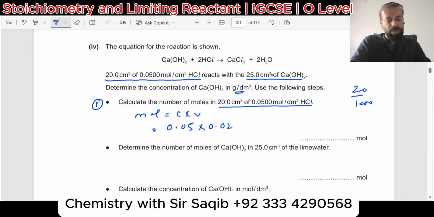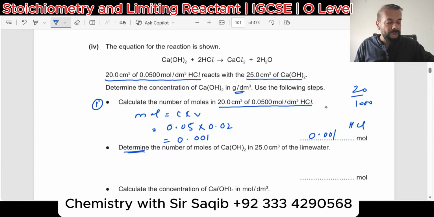Right? So what is the number of moles? 0.05 multiplied by 0.02 is equal to 0.001. 0.001 mole HCl, right? Now determine, look at the equation. No need to show your calculation. Determine the number of moles of calcium hydroxide in 25 cm cube of lime water. How many mole? Look at the equation. Calcium hydroxide is 1 and HCl is 2.